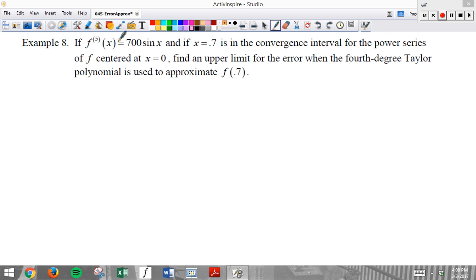The 5th derivative of f evaluated at x is 700 sine x. If x equals 0.07 is in the convergence interval of the power series centered at x equals 0, so it's a Lagrange series, find an upper limit for the error when the 4th degree Taylor polynomial is used to approximate f of 0.7.